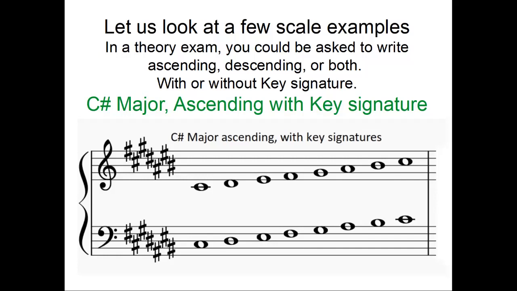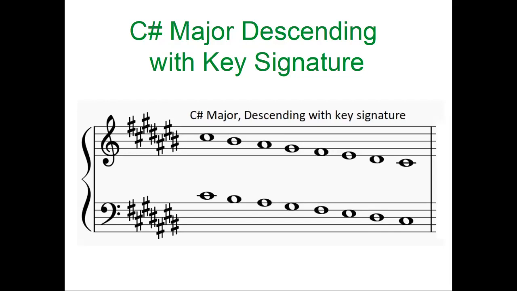Below, I've given you an example of C sharp major ascending with key signature. Now, C sharp major is a beautiful scale because it has 7 sharps, and there are 7 notes in the scale before you hit the octave or the 8th note. So every note is a sharp. C sharp major descending with key signature. And if you look at the example below, you see it's pretty much the same. Just start on C, do the scale down to C, C to C, except everything is sharp. Every single note is sharped.